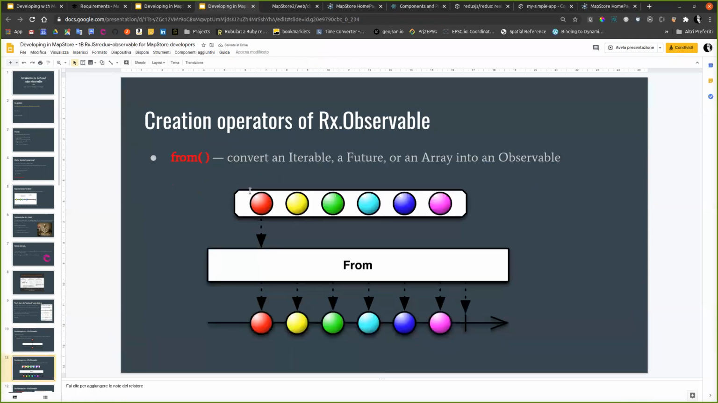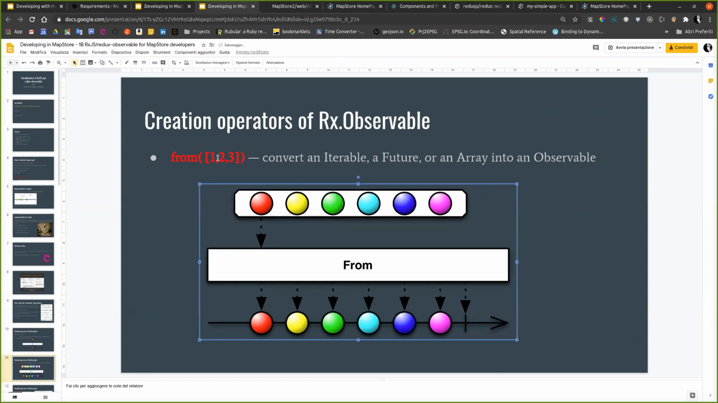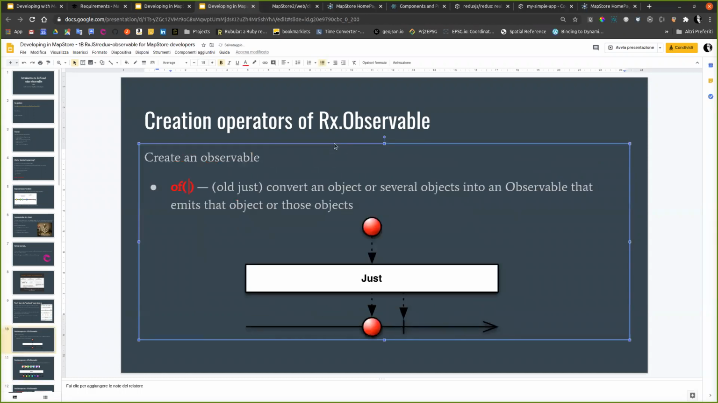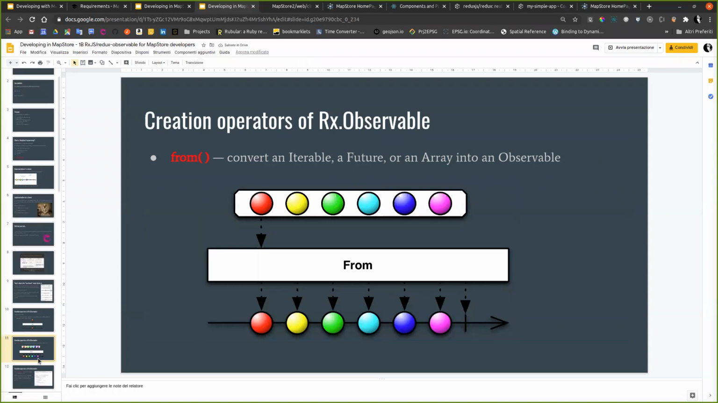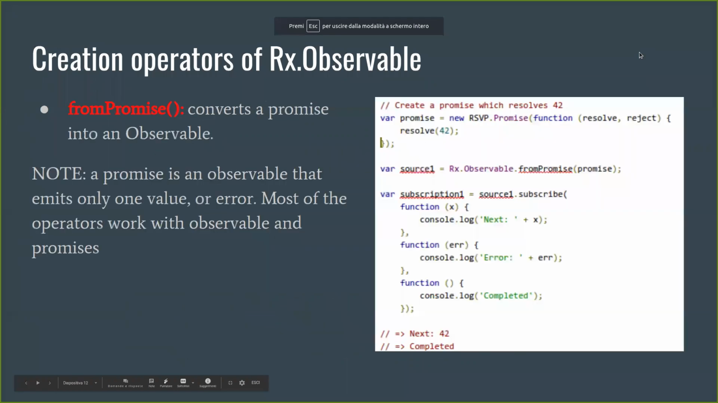A more complex operator is from, which allows you to create a stream of events from an array. For instance, here you can pass 1, 2, 3, and from this array it creates a stream that emits 3 events, 1 for each element of the array, and then completes. These are the 2 main creational operators that you can see.